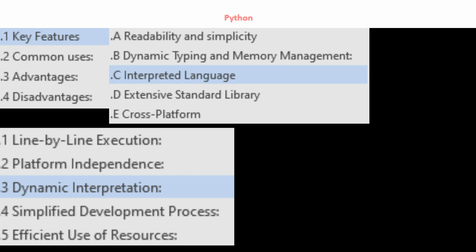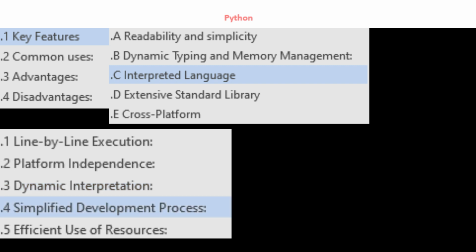The ability to execute code interactively encourages exploratory programming and rapid prototyping. Example: using the Python REPL, read-eval-print loop, to experiment with code snippets and test functionalities on the fly. Simplified development process. Reduced development time. The lack of a compilation step and the immediacy of execution contribute to a faster development cycle. Example: making changes to the code and immediately seeing the effects without waiting for compilation.